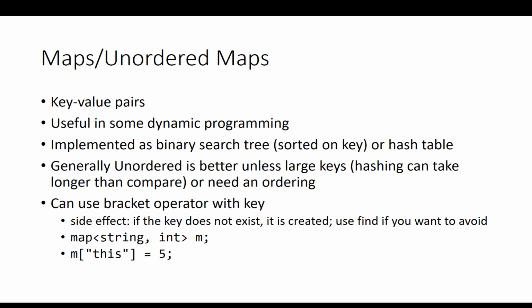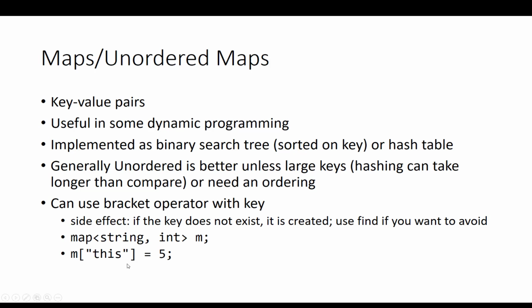The basic idea is, once you've defined a map, like this example you see at the bottom, I'm defining a map named M, and it's going to be indexed by a string, and then it's going to have an int value. So string is the index, int is the thing that will be stored. Once I have that, I can write things like m of the string this equals 5. So I'm assigning 5 to the element that's hashed by this.